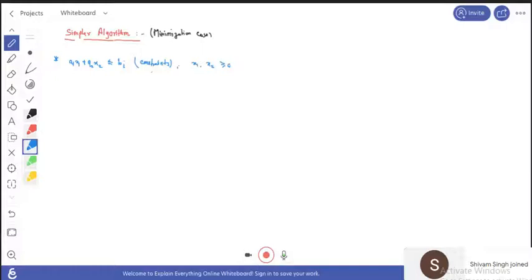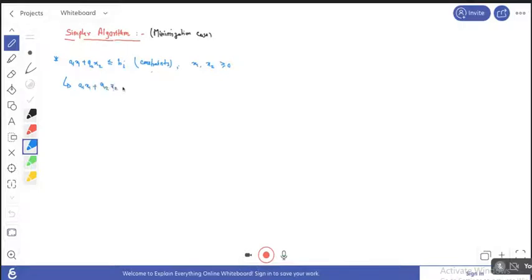In a less-than-or-equal-to type inequality problem, you know that in this type of programming, you rewrite the constraints like a1 x1 plus a2 x2, because this is of lesser-or-equal-to type. So here we introduce some slack variable that makes it equal to something, b1, b2, whatever you want to say.